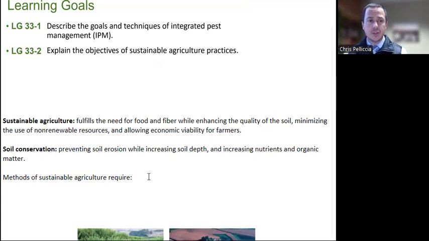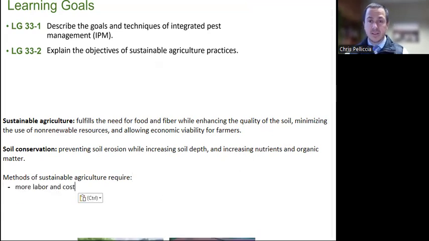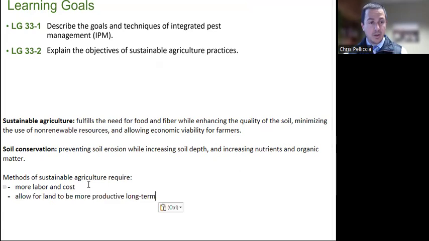In order for sustainable agriculture to work, there are two major requirements. First is that sustainable agriculture generally requires more labor and cost. And second, sustainable agriculture is going to allow more land to be productive long term. One of those is a bit of a restriction, labor and cost. The other is certainly a benefit.